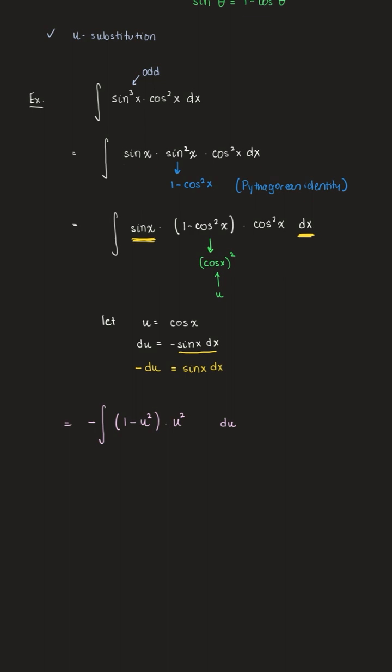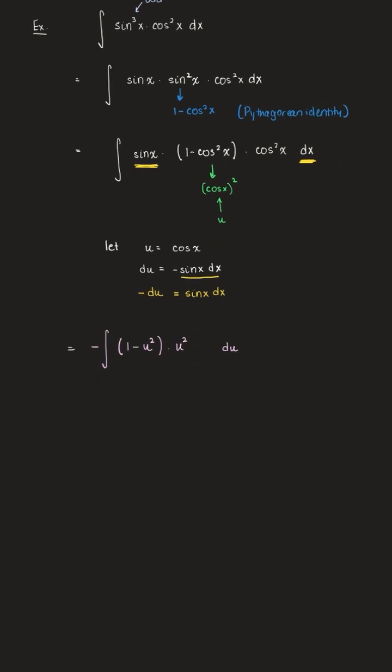And notice now we can distribute and we can integrate just using power rule. So let's go ahead and do that. So the key piece here is to see that the sine that we pulled out is the sine that we need in our du. So we save that for the u substitution. All right, so let's go ahead and finish the problem. We're going to have a negative integral. I'm going to distribute u squared through the binomial, which will give us u squared minus u to the 4th du.